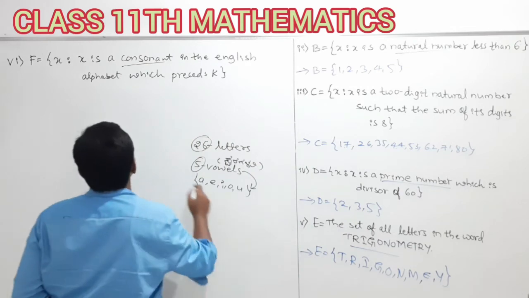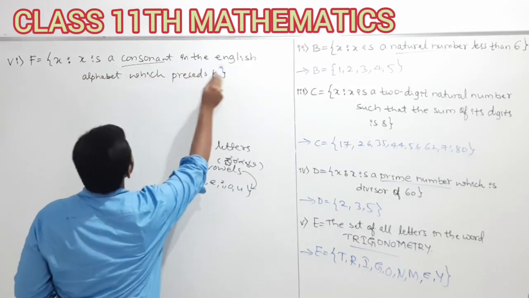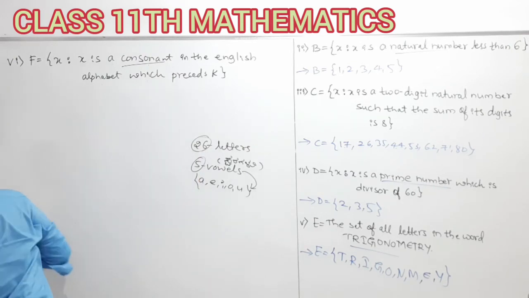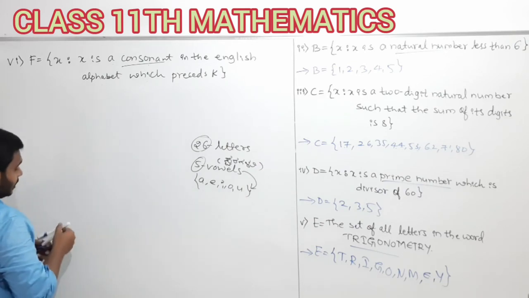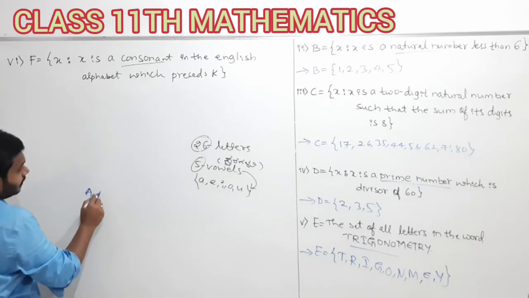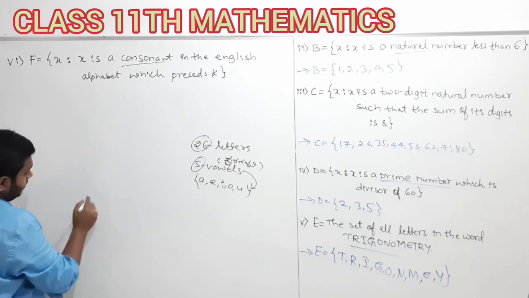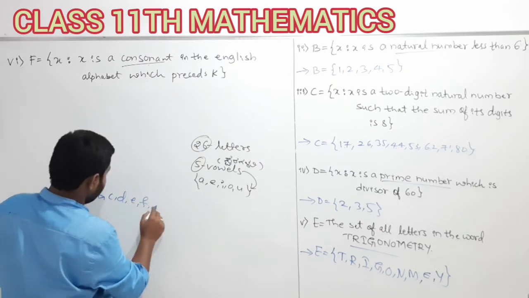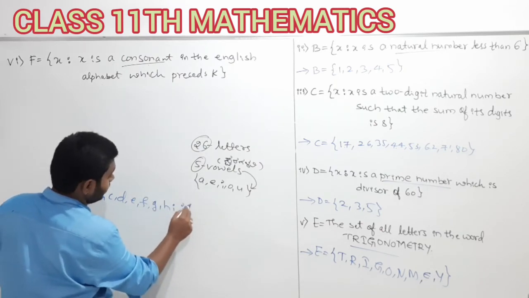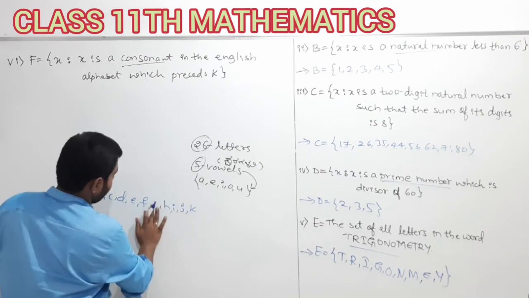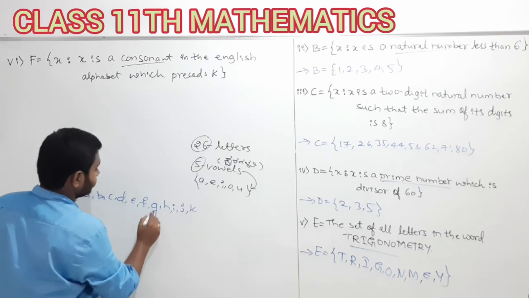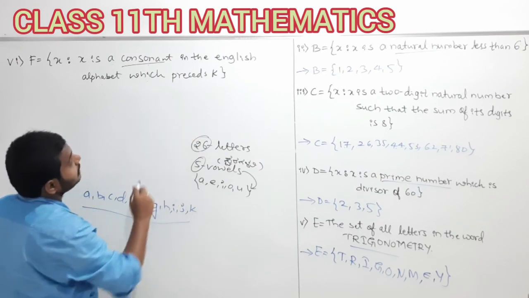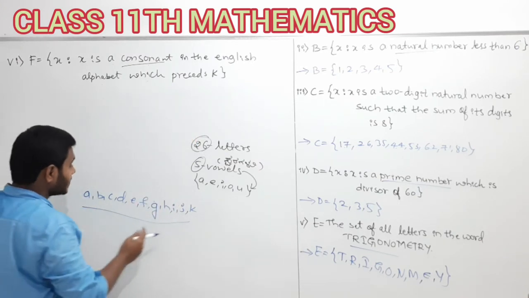And now, my students, what are they given to you? X is a consonant in the English alphabet which precedes K. Which precedes K means before the K value you should take. We know that A, B, C, D, E, F, G, H, I, J, K. Only up to K I wrote, because we required only what precedes K.